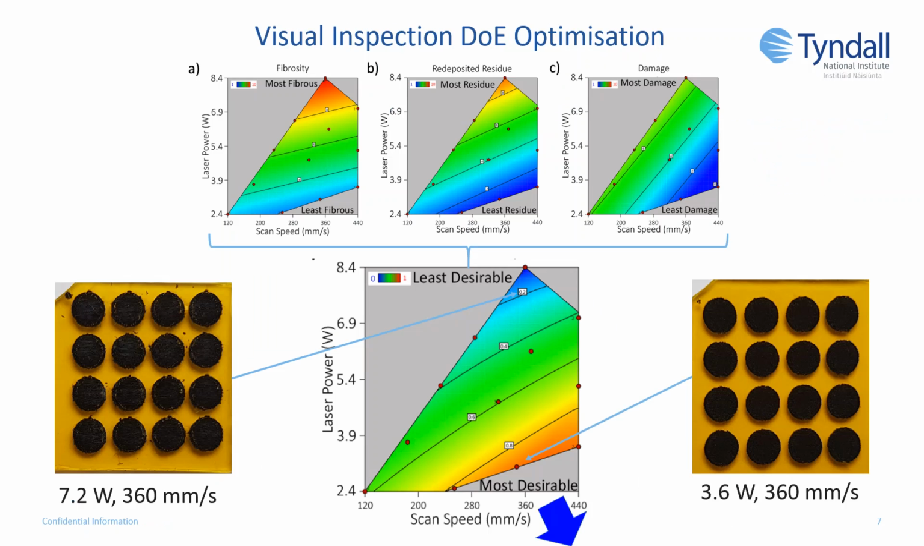The visual inspection on the reduced parameter space graded samples on three features: sample fibrosity, the amount of redeposited residue, and damage to the graphitic material after formation. The most desirable material was selected to be the minimum of each of these features, so the least fibrous, least redeposited residue, and least visible damage. This optimization, which varied both laser power and scan speed simultaneously, suggests that lower laser powers and higher scan speeds would produce more favorable material.